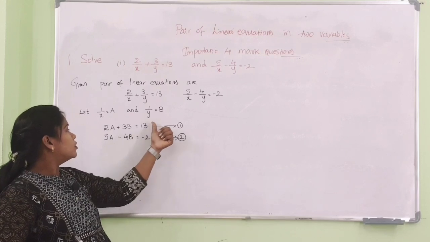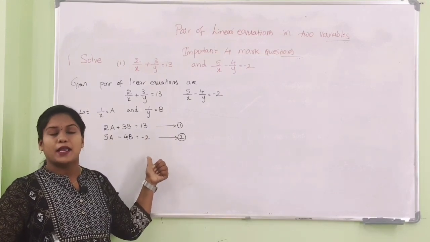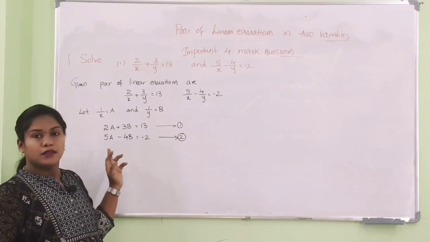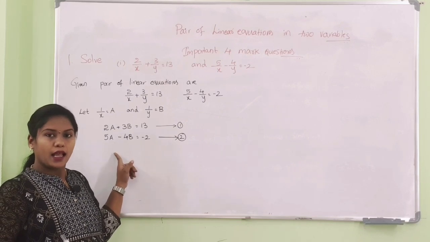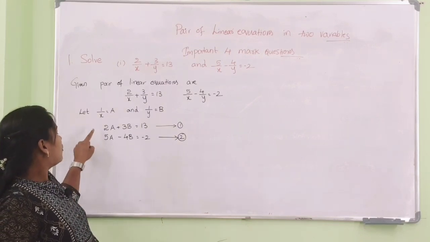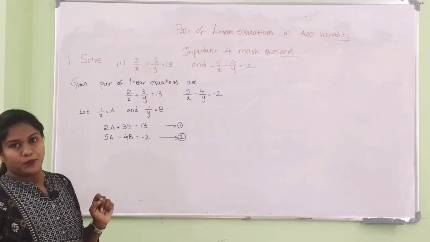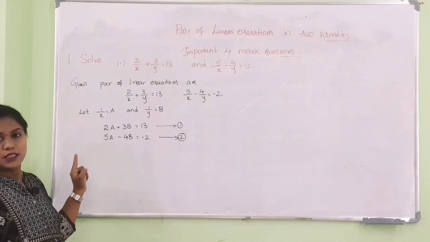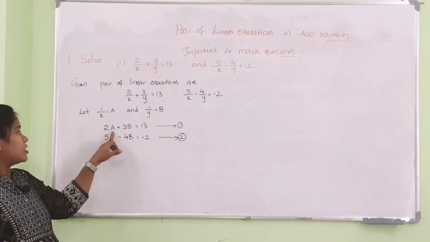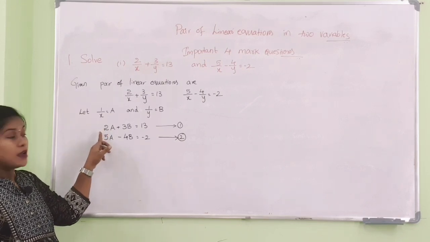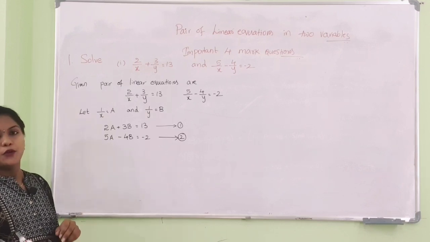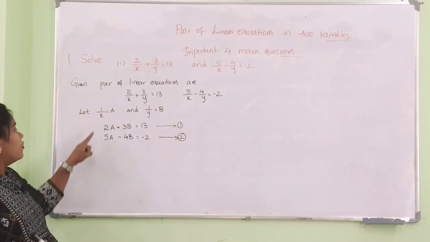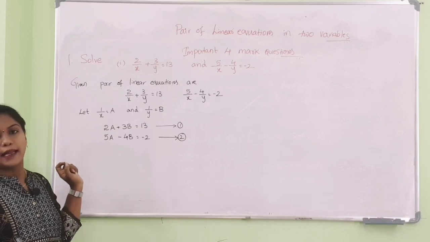I am going to solve these two equations by using elimination method. In this method, any one of the variables should be eliminated, either a or b. Here I want to eliminate variable a. So in that case we have to find the LCM of these two coefficients. In the first equation the coefficient of a is 2 and in the second equation the coefficient of a is 5. So what is the LCM of 2 and 5? It's 10. So we have to equate these coefficients to 10.